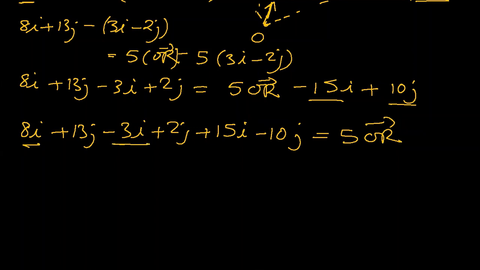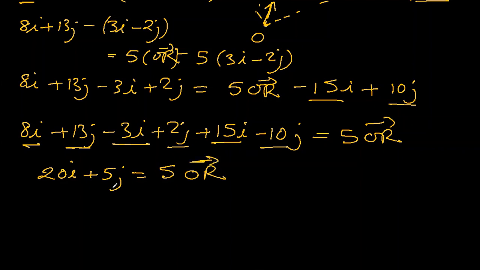8i minus 3i is 5i, plus 15j... 13j plus 2j is 15j, minus 10, 5j, equal to 5 OR. And now we can divide all of them by the same scalar number, 5.